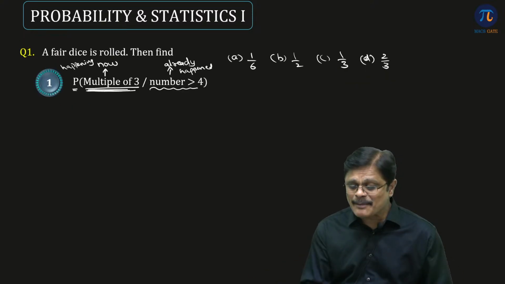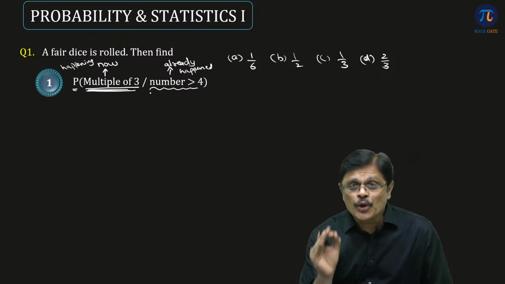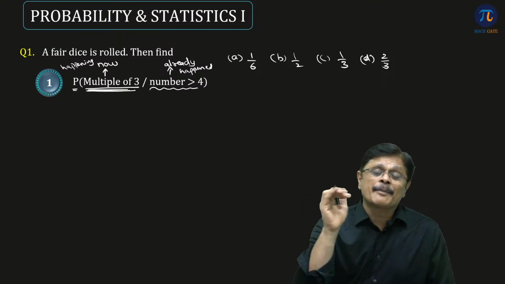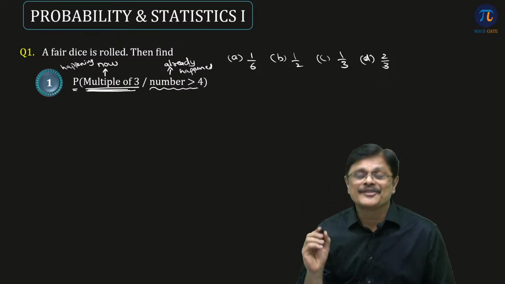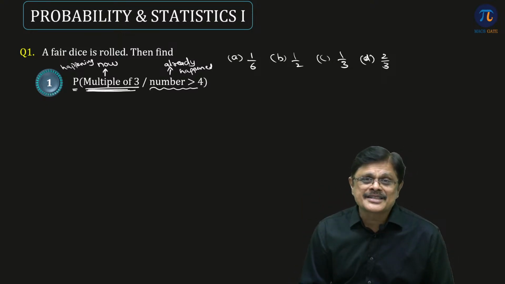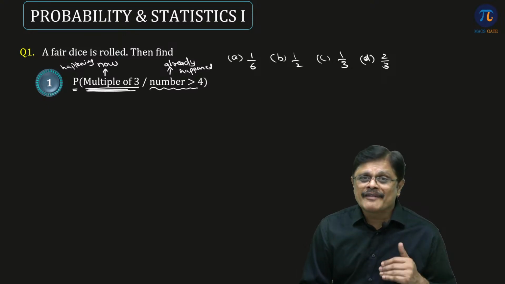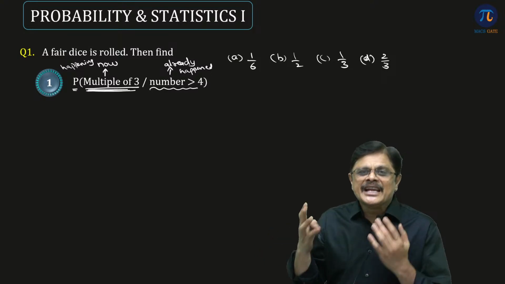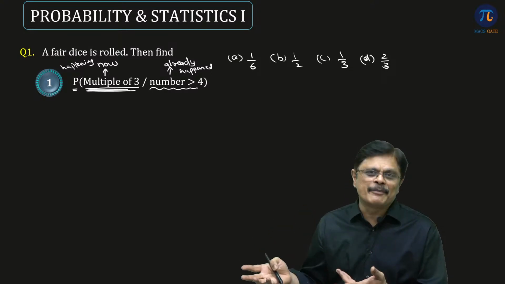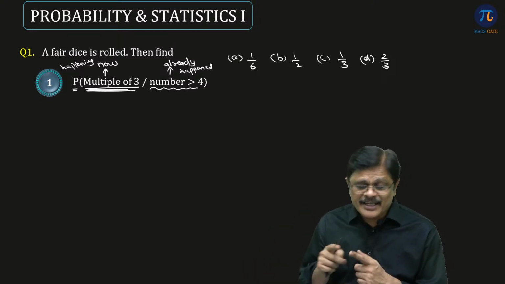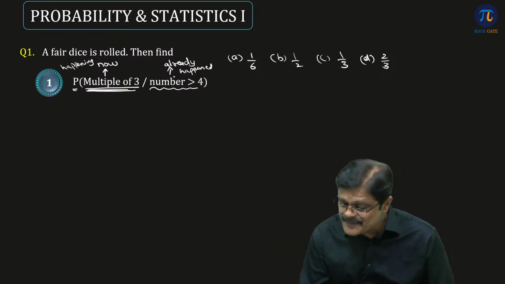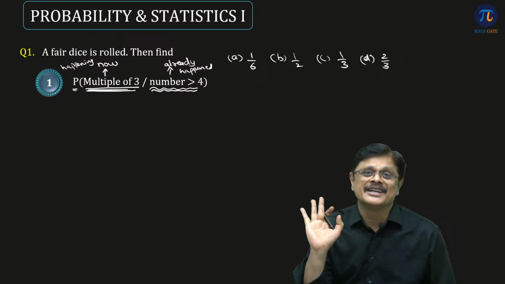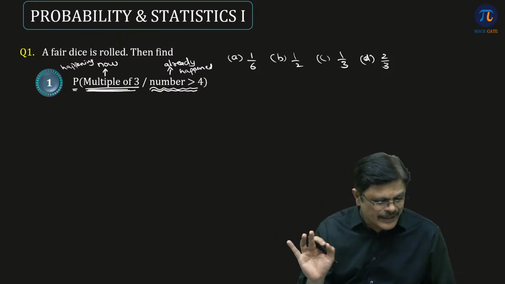But here we had some additional information. It is known that a number greater than 4 has happened. Now what is the probability that we get a multiple of 3? See, please try to understand, this is very important. Always we find probability of an event given what is already happened. In general, what is already happened is the sample space. That need not be mentioned. But here, what is already happened is number greater than 4. So this has to be mentioned. You cannot remove this.